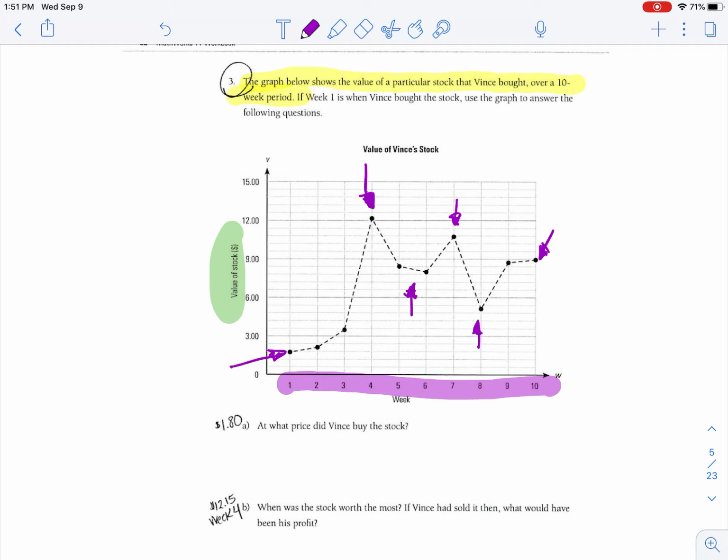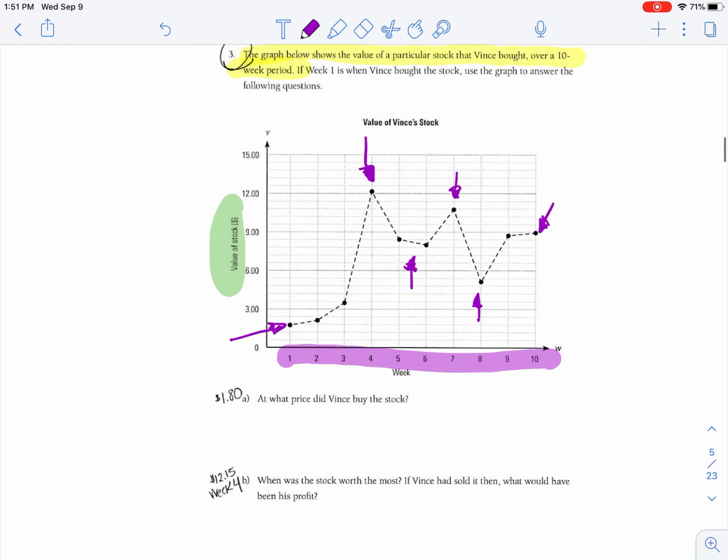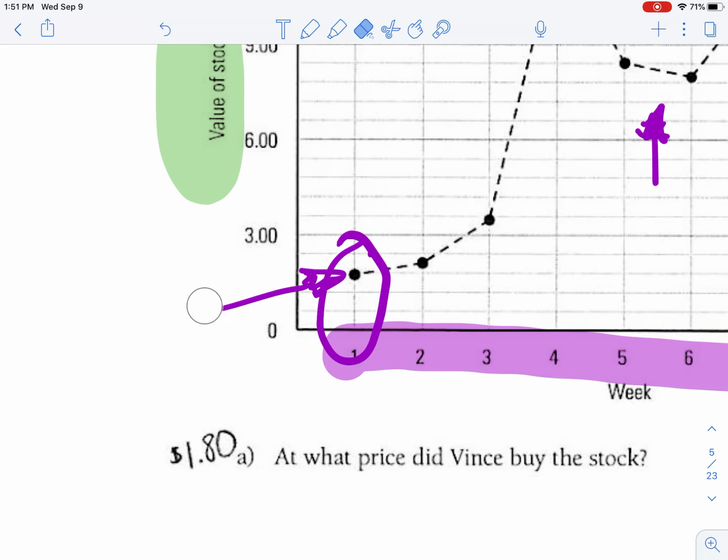So what price did Vince buy the stock? Well, Vince bought the stock week 1. So this is $1. If we look, let's kind of zoom in here. I'm going to erase this actually. You need to know how much these are going up by. So if this is $3, okay, right in the middle of 1, 2, 3, 4, 5, right in the middle would be $1.50. Okay, so that would be roughly right here. So here's $1.50.